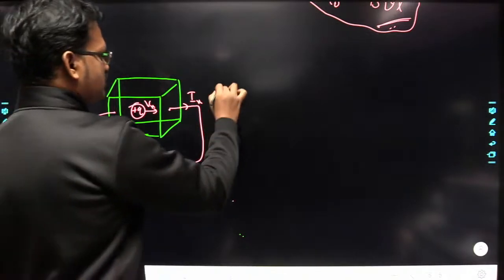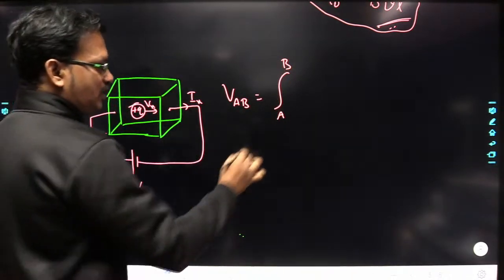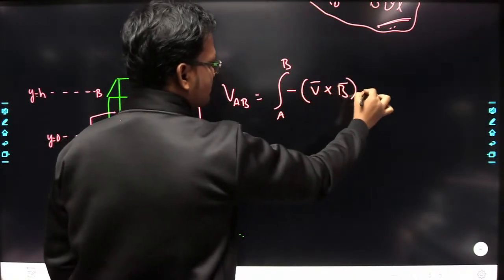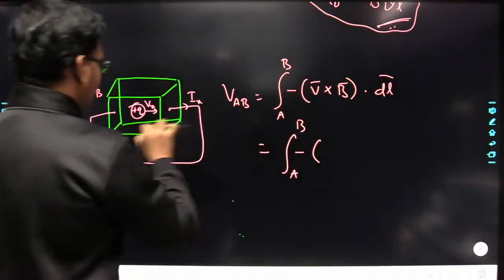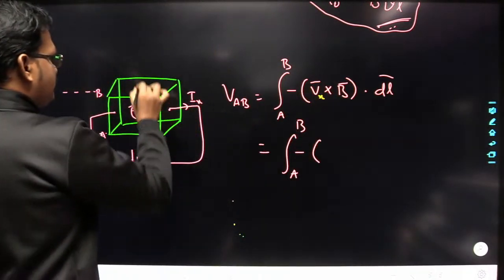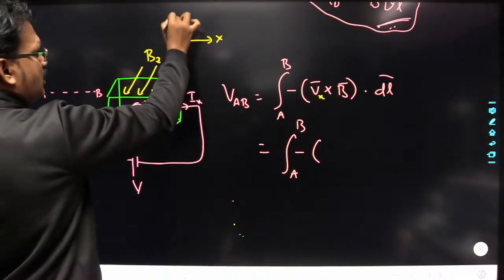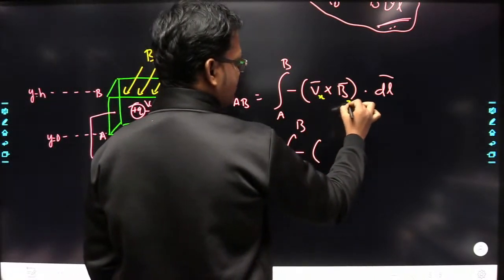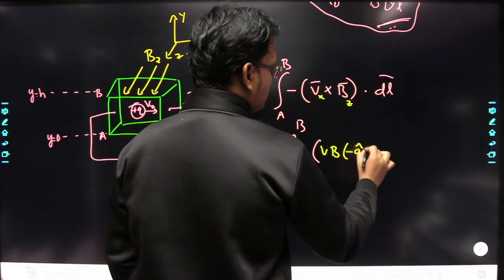Now in this case VAB is equal to the integral from A to B of E bar dot dl bar. E bar I can write as V bar cross B bar. Here the velocity is in the x direction, and the B field we have considered in the z direction. This is x, this is y and this is z. So x cross z gives minus y, so you will get minus vB ay cap.